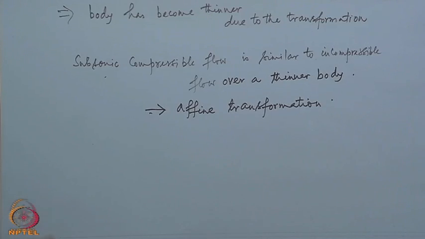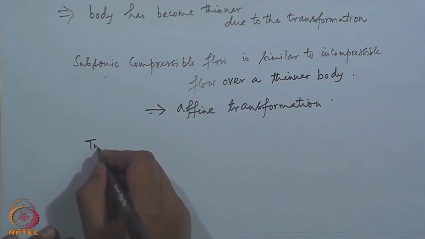Now, at this stage we can follow two approaches of solution. In one, complete the solution for incompressible flow over the thinner body and transform the final result to the original coordinate system. Alternately, we can transform the basic solution for incompressible flow to a basic solution for the compressible flow and then solve the compressible flow equation using that basic solution. So, this suggests two alternative solution methodologies.